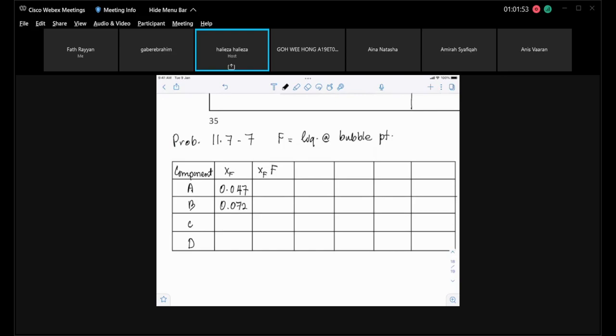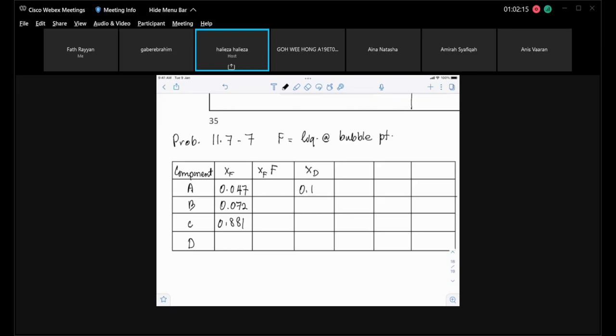XB, 0.072. C, 0.881. XD, only if there's no D, it's only ABC. Sorry guys, I don't need the last row. It's only until C.